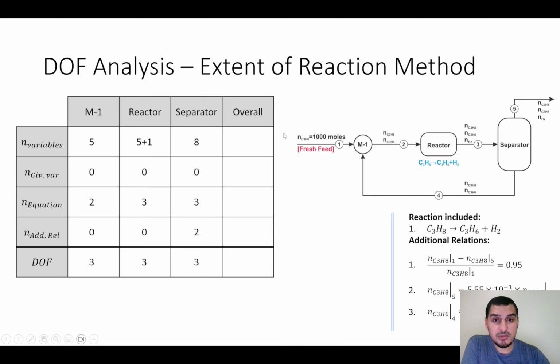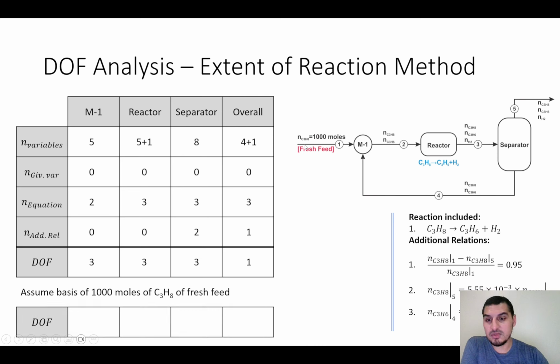The number of given variables is, in the beginning it's 0 before this number, so it is 0. The number of equations is 3. The number of additional relations is 1, which is the overall conversion. So this makes the degrees of freedom 1. In the beginning we didn't have this number, so the degrees of freedom is 0. I'm sorry, the degrees of freedom is 1.